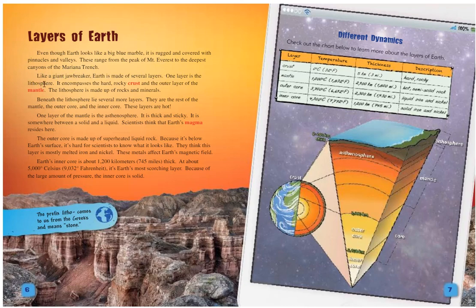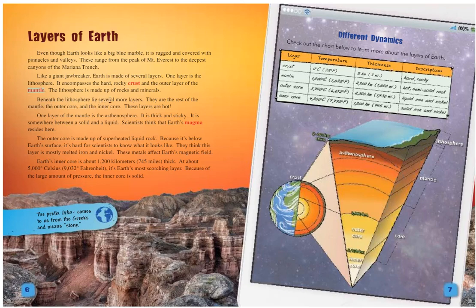One layer is the lithosphere. It encompasses the hard, rocky crust and the outer layer of the mantle. The lithosphere is made up of rocks and minerals. So there's the lithosphere, that's the part we all stand on, and then the upper parts of the mantle, where we start to see a lot of magma underneath the Earth.